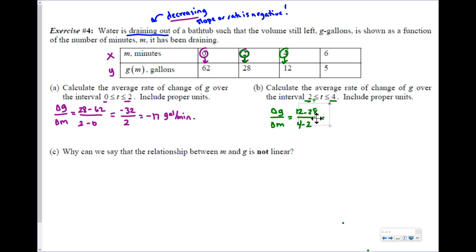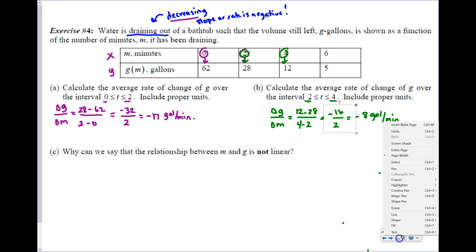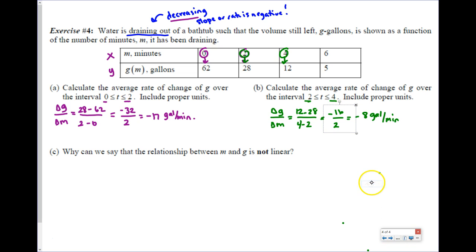Now I'm going to subtract. 12 minus 28 gives me negative 16. 4 minus 2 gives me 2. And now I get negative 8 gallons per minute. Well, that's very strange because so far in what we've learned, if something is linear, it should have the same rate. So when we look at question letter C, this question is saying, why can we say the relationship between m and g is not linear? What is the one thing that's true about a linear function?